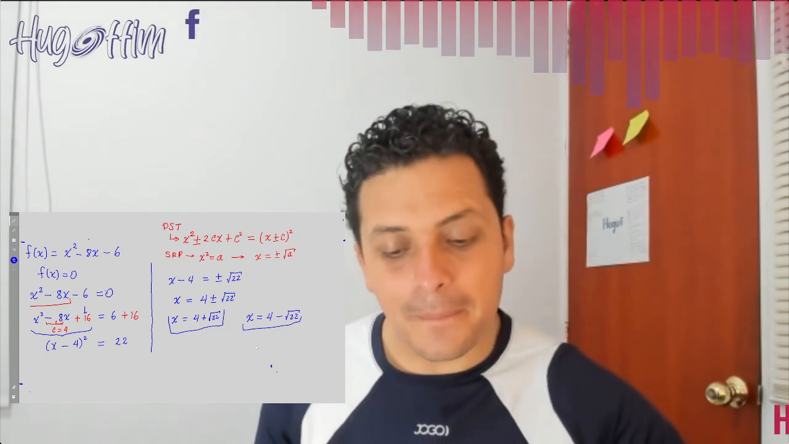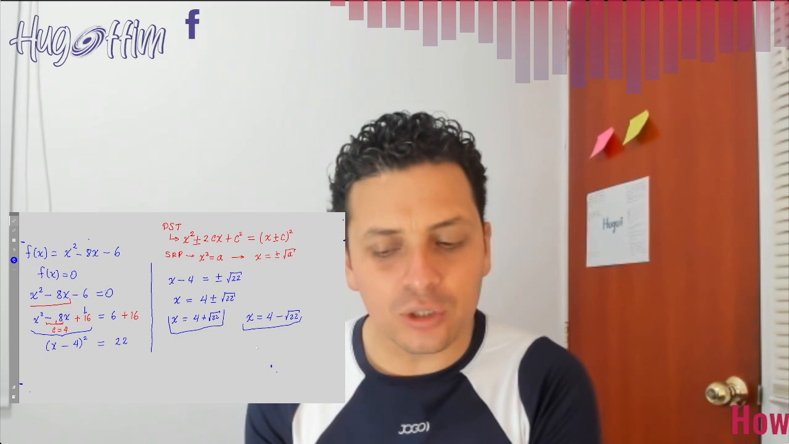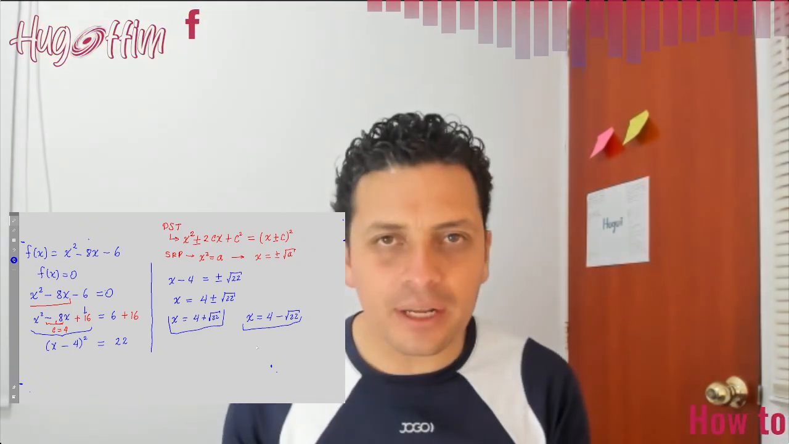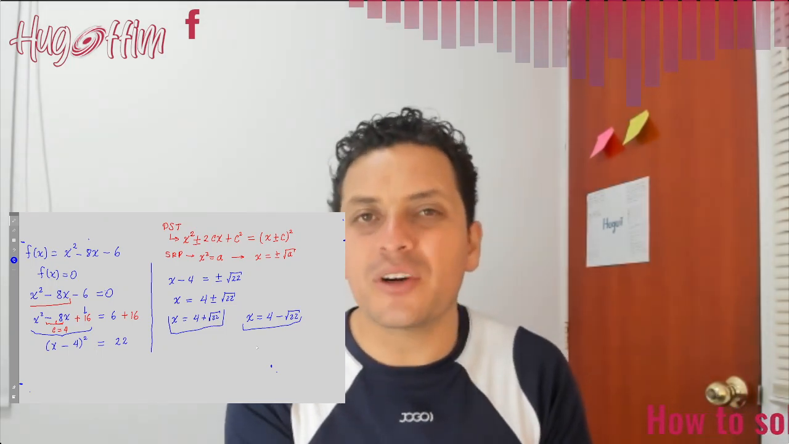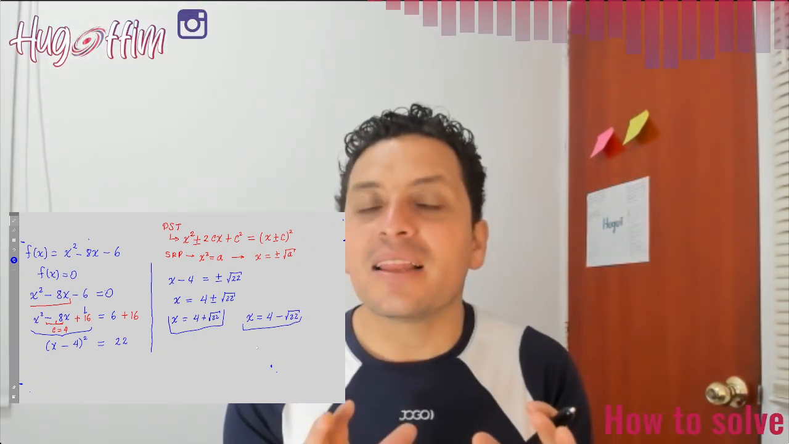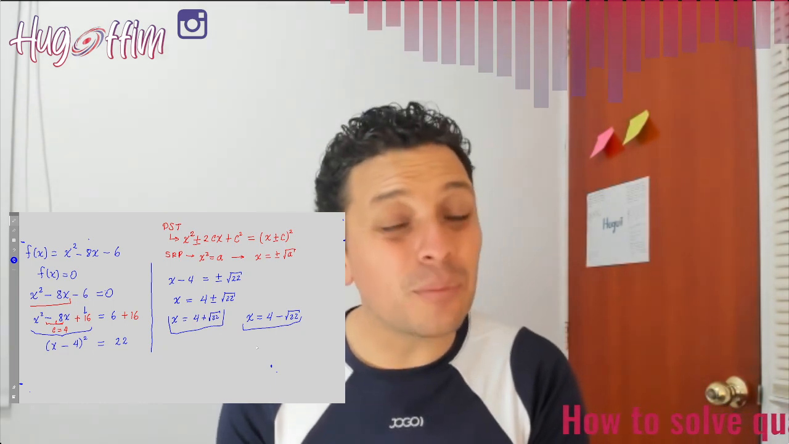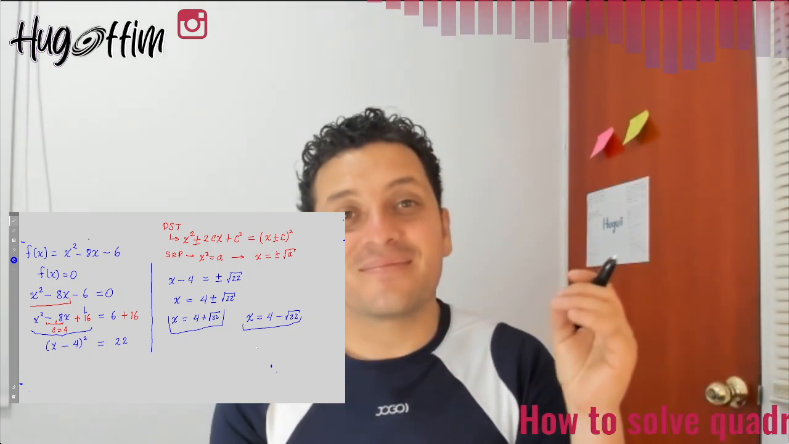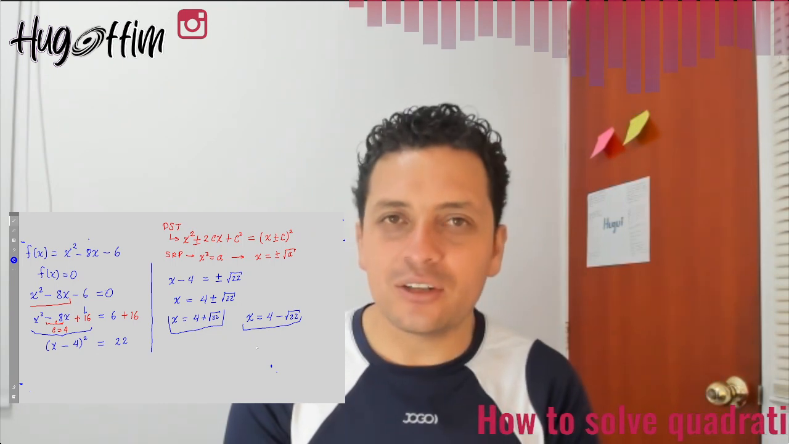Now there is something pretty cool about this. What happens if you want to complete the square in general form? What happens if you have any quadratic equation and you want to solve it by completing the square in general? This is what we call the quadratic formula. The quadratic formula is just applying completing the square in general form. And this is something we're going to see in another video.